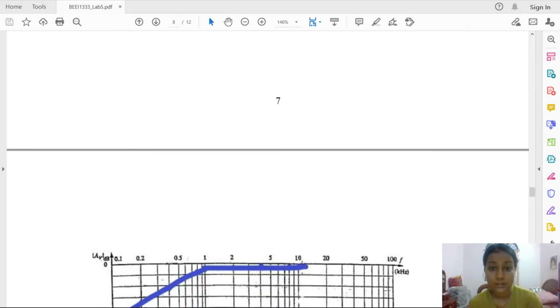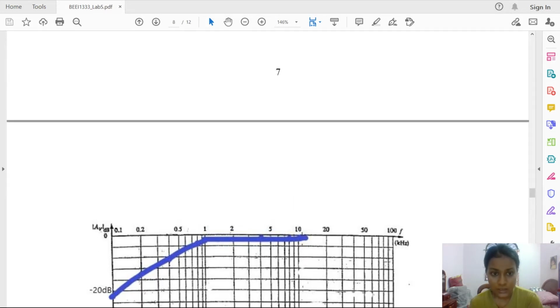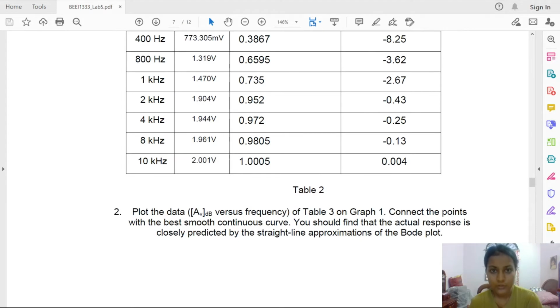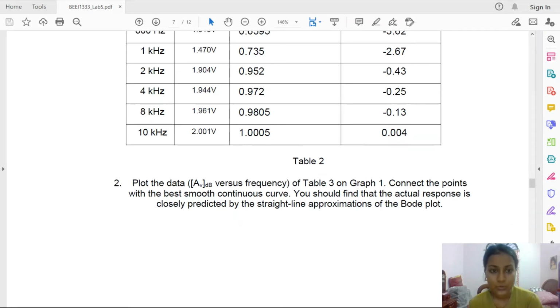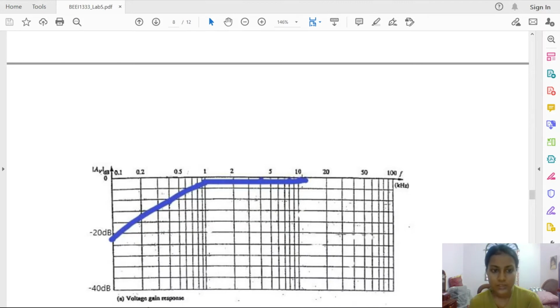This is the graph that we are able to sketch, the dot plot. Okay, so for 10 kilohertz, we got 0.004, but we have taken it to the nearest. Approximately we took only 0 dB for 10 kilohertz. Okay, so here is what we got.